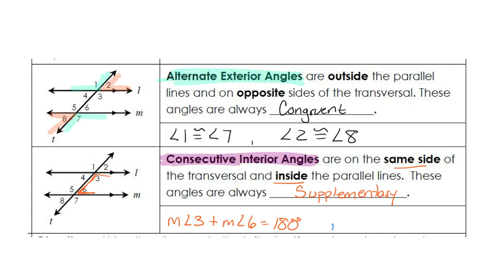Also, the measure of angle 4 plus the measure of angle 5 equals 180 degrees. So if I take the measure of angle 4 and add it to the measure of angle 5, those also both equal 180 degrees.